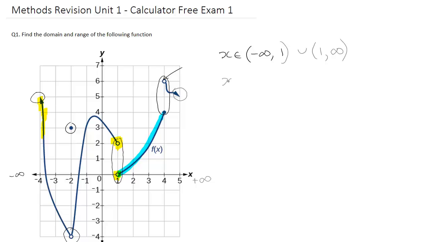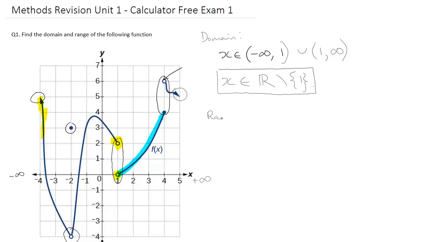Another way of expressing this domain would be x is an element of all real numbers except the value of 1. That value is the one here that was problematic because 1 was not included in the domain at all. So that's the domain for the function.